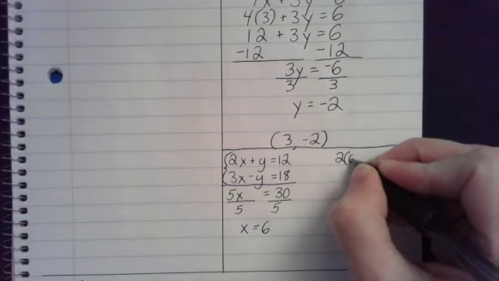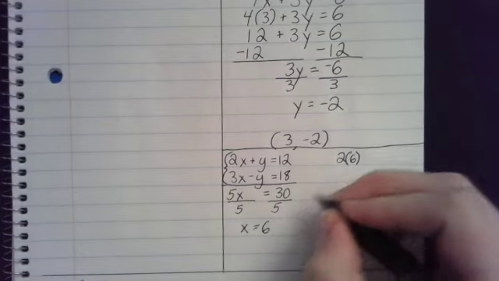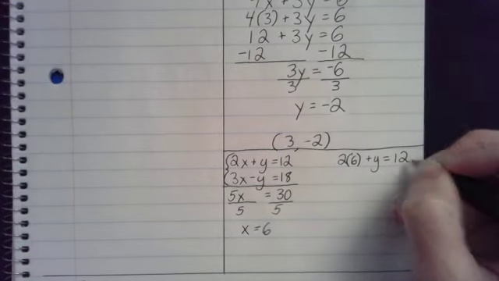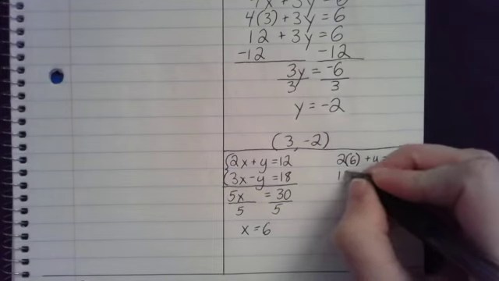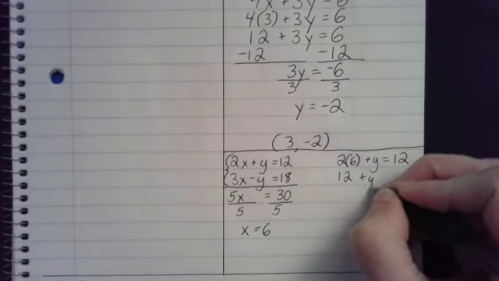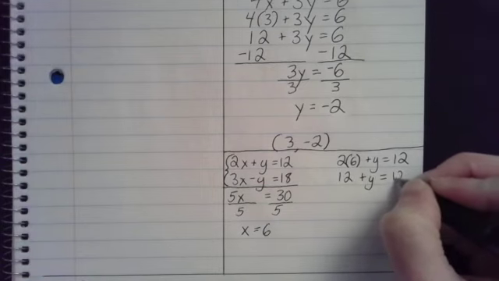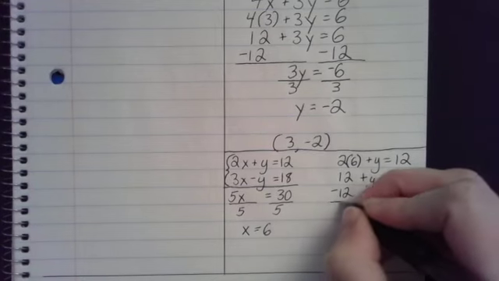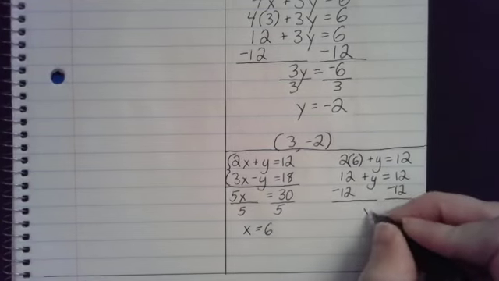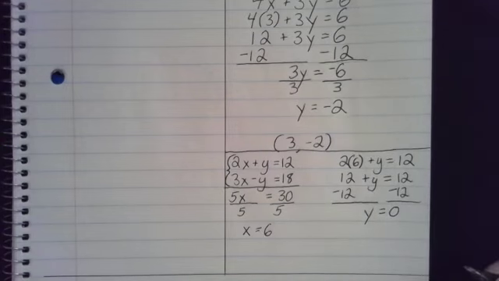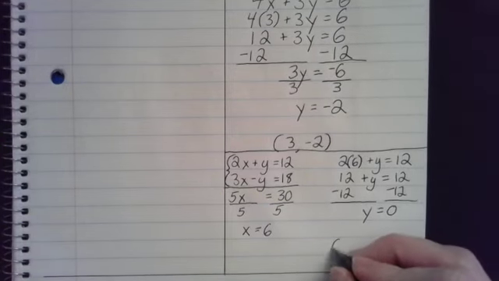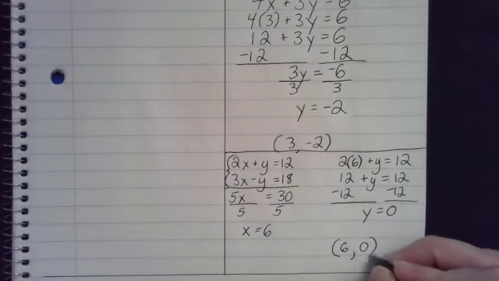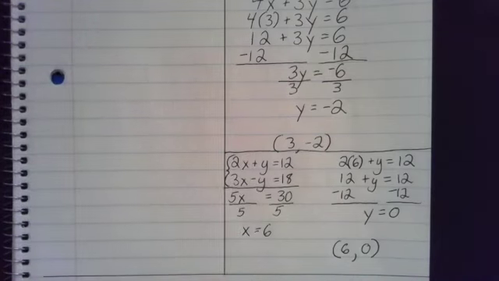So I'm going to multiply 2 times x, but remember I'm filling in 6 for x, plus y equals 12. So 12 plus y equals 12. Subtract 12 from both sides of my equation. I'll get y equals 0. So in this case, the ordered pair is 6, 0.